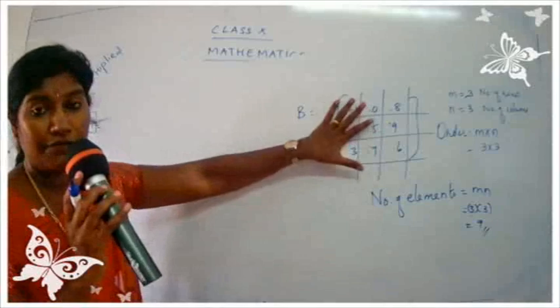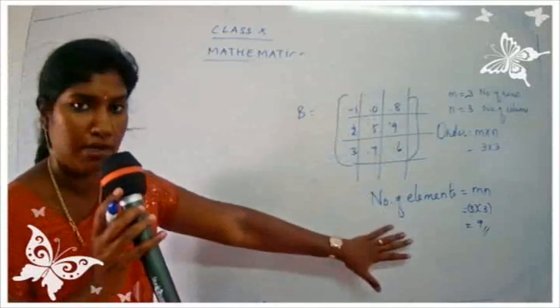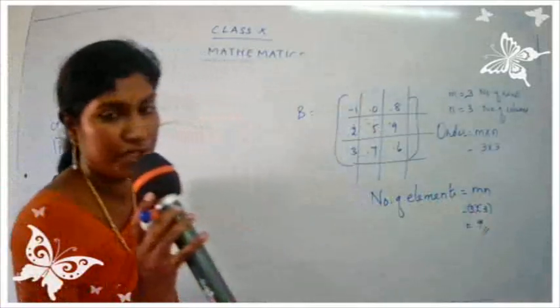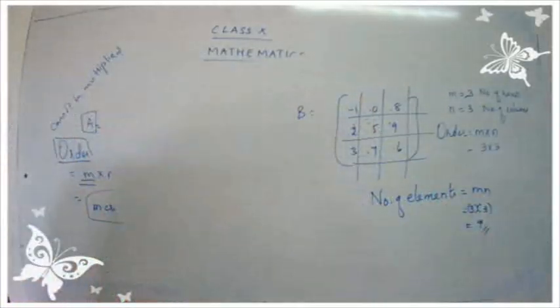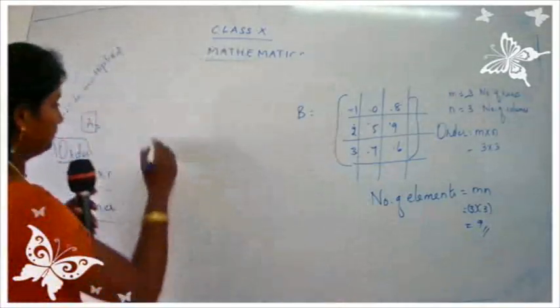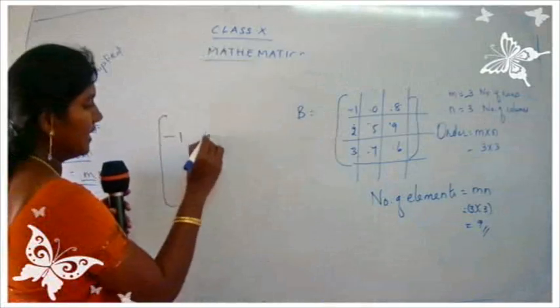If suppose they are not giving you the matrix, you can just apply the formula. What is the formula for finding the number of elements? mn. So 3 times 3 is 9. 3 threes are 9. Okay. I want you to tell the general form of the matrix, children. See the general form. I'll take the same matrix.